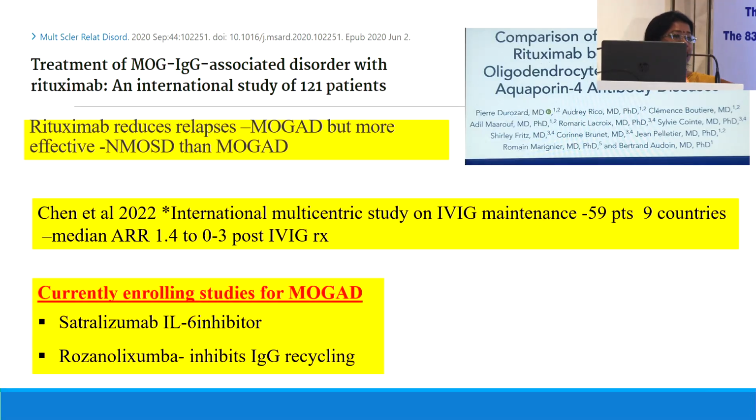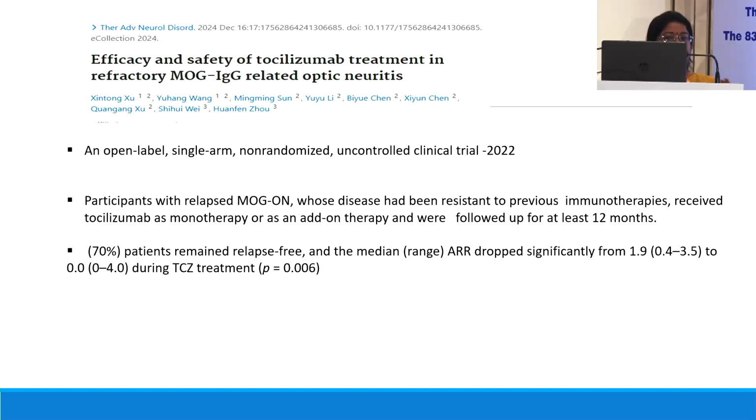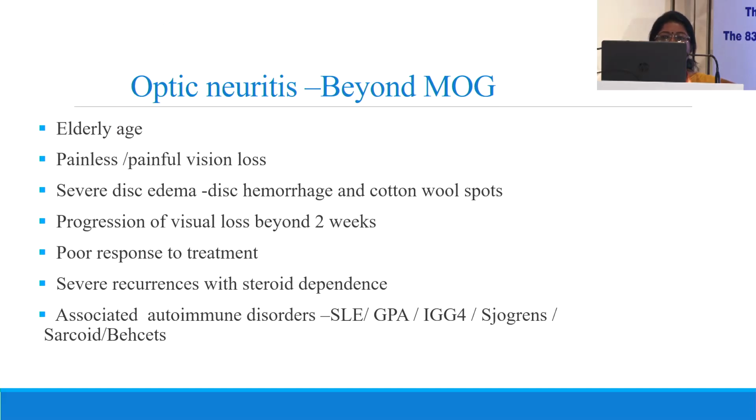And there are a lot of IL-6 inhibitors also being used, but I think in our part of the world, it is not so much in practice. And this is a study which has come up, an open label single arm study in the literature, where they tried tocilizumab for patients who are refractory MOG spectrum disorders, and particularly for optic neuritis. They found that the relapse rate was significantly low in 7 of their patients when they were given tocilizumab. So there are options for optic neuritis beyond MOG also in this part of the world.